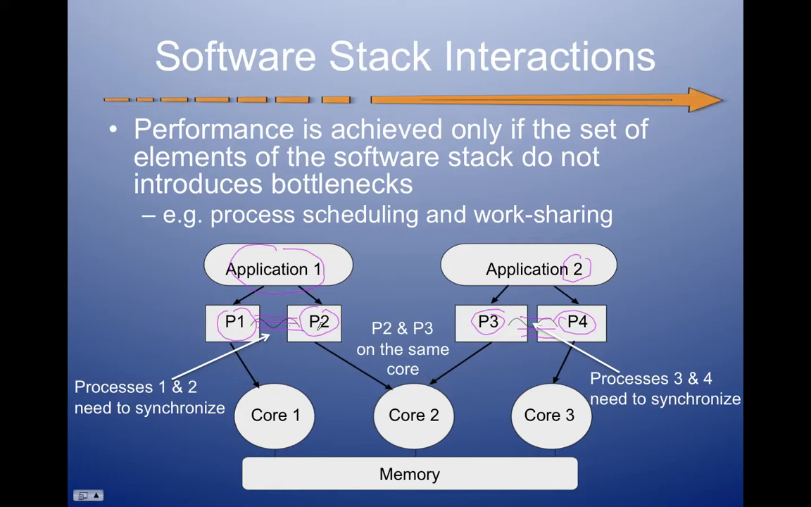A better allocation would have been to put P2 here and to leave P3 in here. In that case, application 2 would be fast. Application 1 would not be faster, but at least the resources would be better exploited.